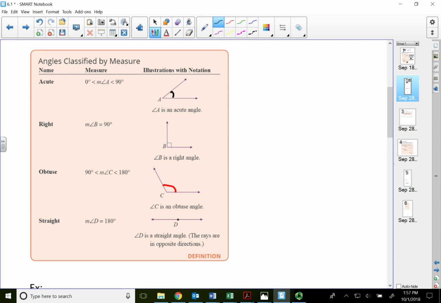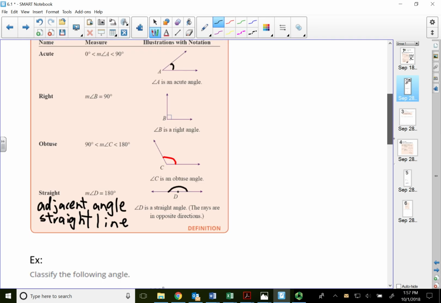Straight angle. Sometimes you might see the word adjacent angle, or sometimes I simply say the words straight line. A straight angle, adjacent angle, or when you see a straight line, it's always going to be 180 degrees. A straight angle is always 180 degrees.